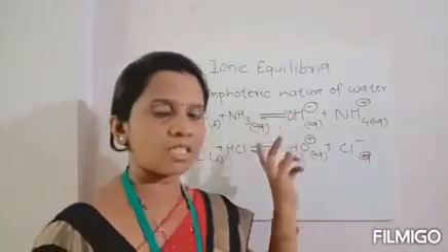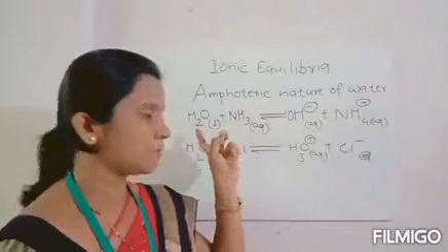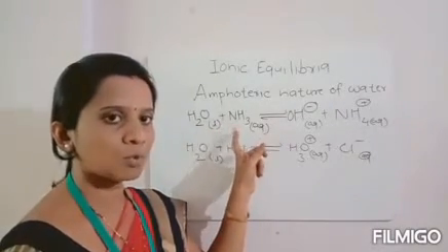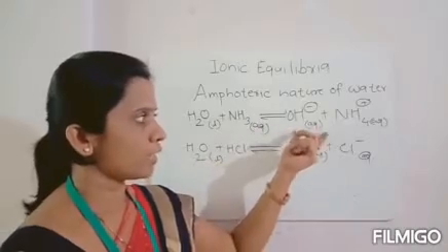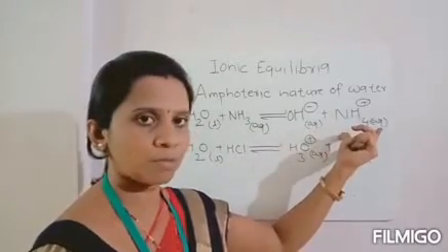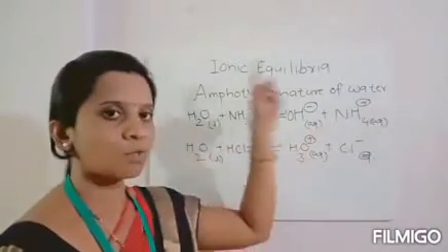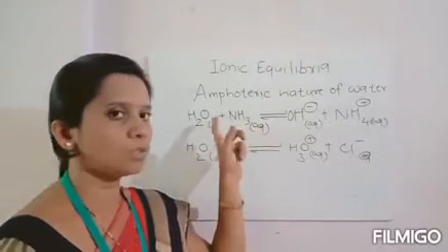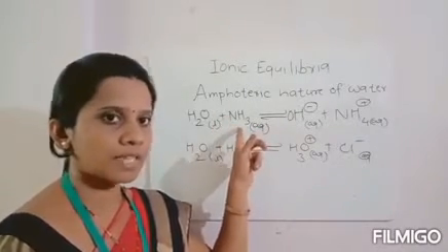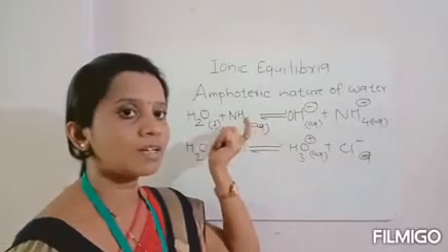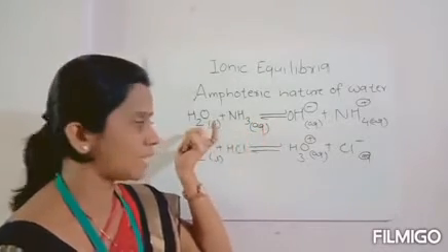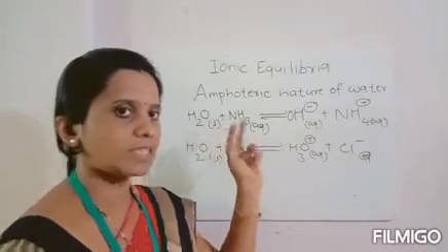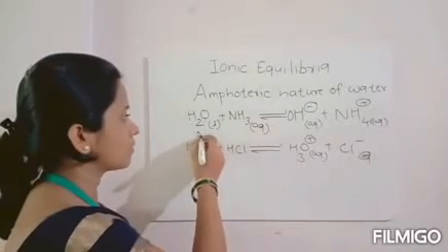See, in these two examples, in the first, water is reacting with ammonia forming OH minus and NH4 plus. So in this case what is happening? H2O is giving a proton to ammonia. That means ammonia acts as a base and H2O, the water molecule which is giving the proton, acts as an acid.